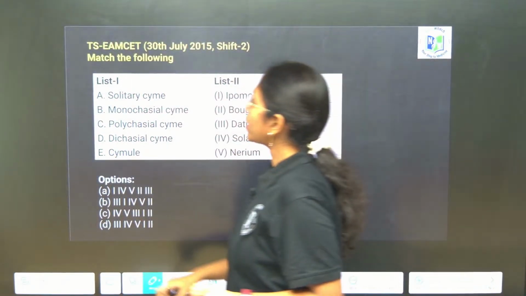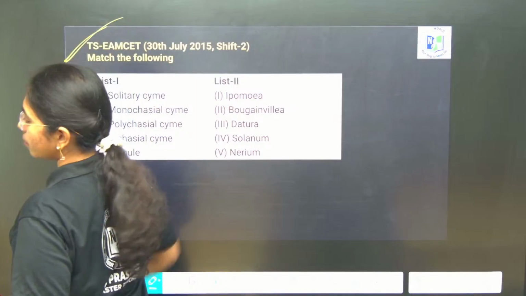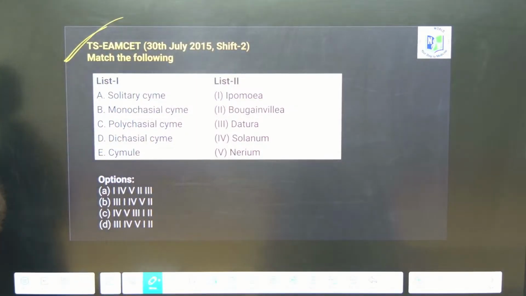match the following type about inflorescence again. We have covered all the concepts. Srividya, good afternoon. Go through the questions. You can drop your answers in the chat box.